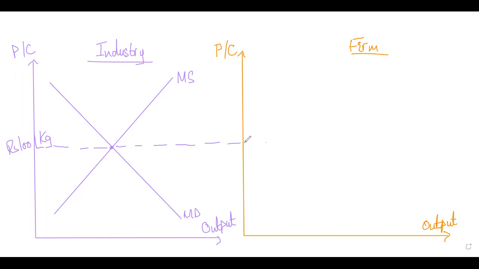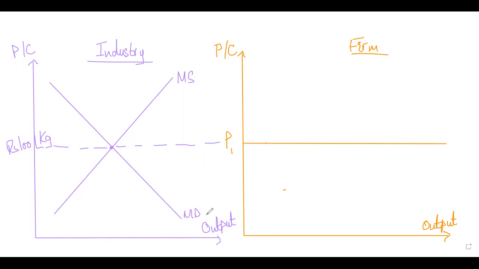Now, what you need to do is extend this line to the second graph on the right, and then draw a straight horizontal line like this. So you'll draw a straight horizontal demand curve like this. This is making sense, right? This is the demand curve for one firm in perfect competition.